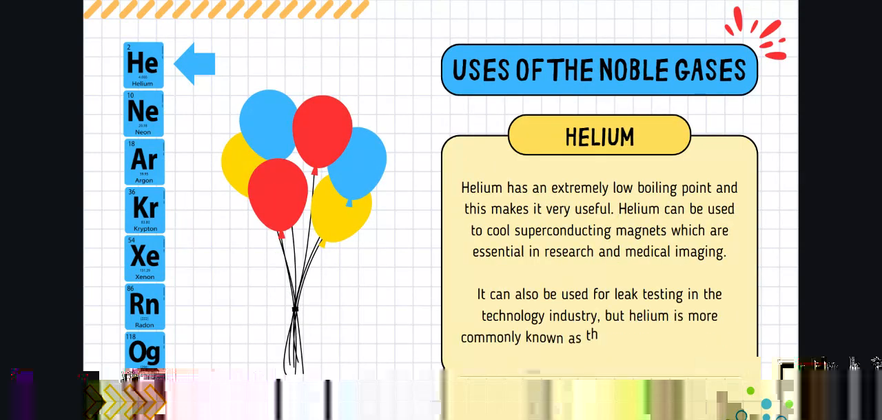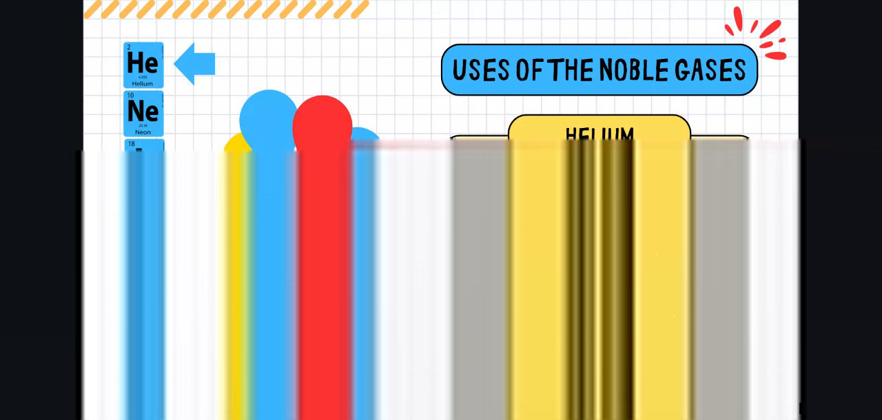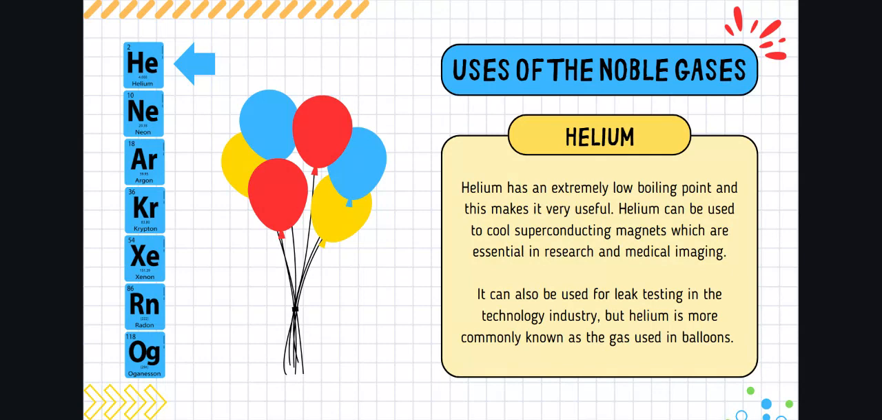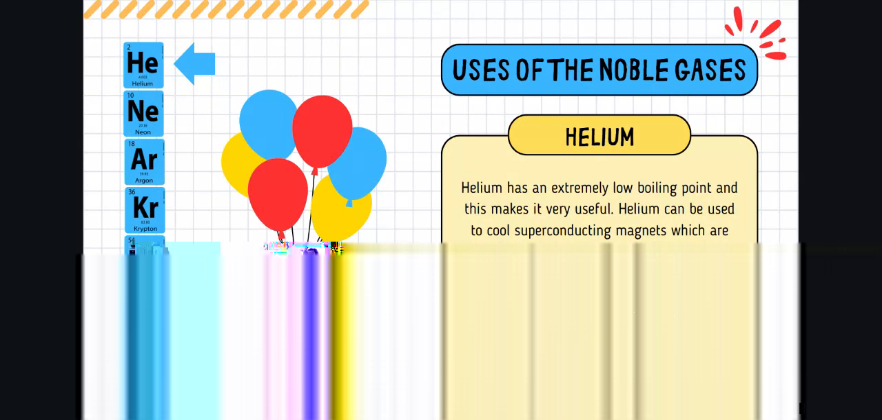So now that we've understood the physical and chemical properties, let's understand some of the uses of our first 3 noble gases: helium, neon, and argon. Now, if you didn't know, helium has an extremely low boiling point, and that can make it very useful. In fact, medical imaging and research can use helium to cool superconducting magnets, like X-ray images use helium to cool superconducting magnets in them. And helium's also used in the leak testing technology industry, but that's less commonly known.